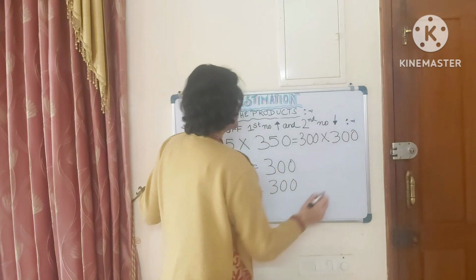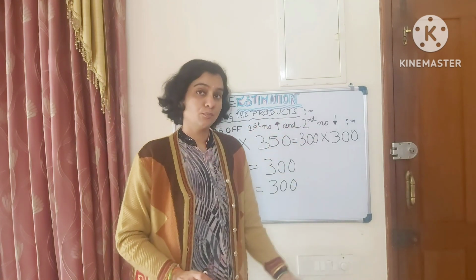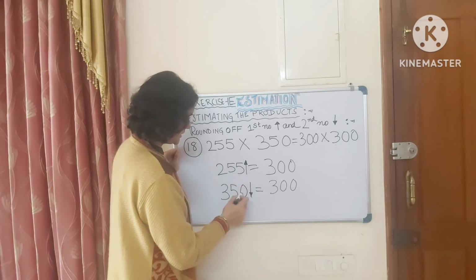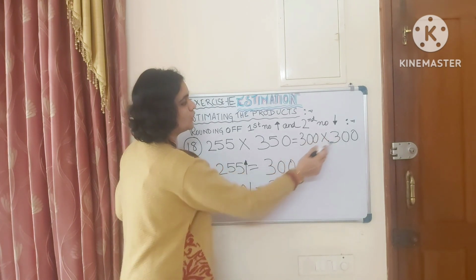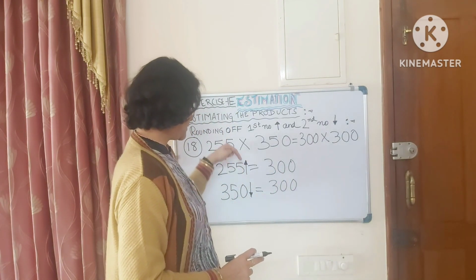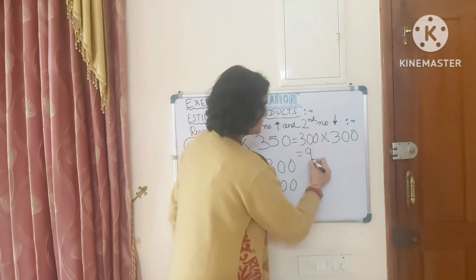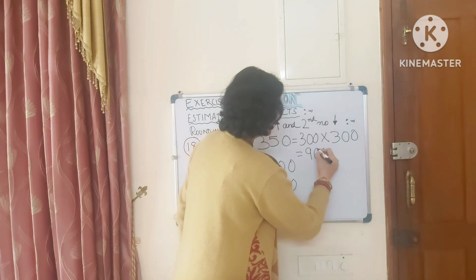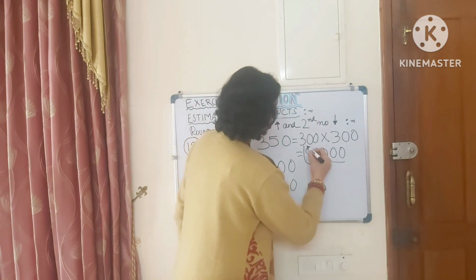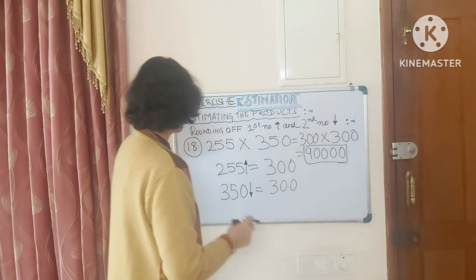So you have to look carefully at what the question is asking. If the question is asking to estimate the first number and second number both upwards, then 350 becomes 400, and it would be 300 into 400. But here we are estimating the first number upwards and the second number downwards. So look at the question very carefully and then estimate, because these questions are super simple. The only thing is to focus on the question to avoid silly mistakes. So the answer is 3 into 3, 9, followed by 4 zeros, 90,000 for question number 18.